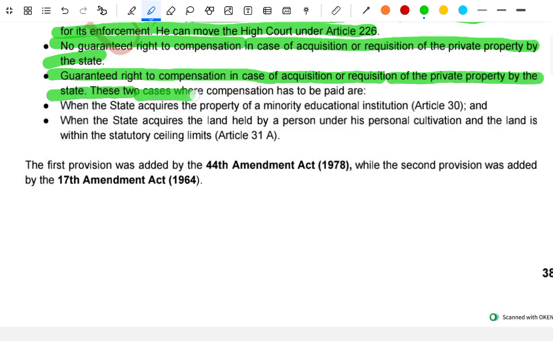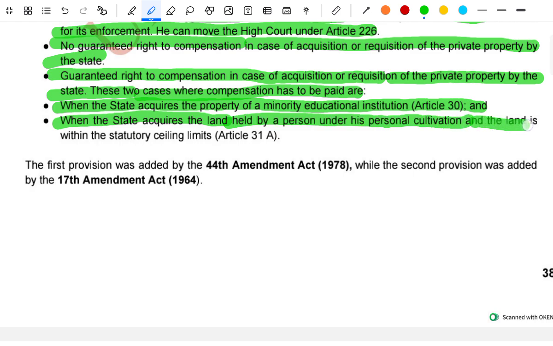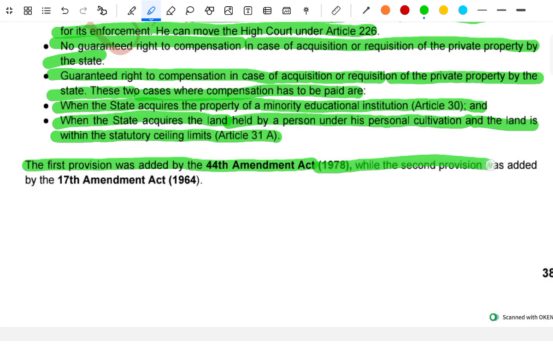There are two cases where the compensation has to be paid: when the state acquires the property of a minority educational institution, Article 30, and when the state acquires land held by a person under personal cultivation and the land is within the statutory ceiling limits, Article 31A. The first provision was added by the 44th Amendment Act, 1978, while the second provision was added by the 17th Amendment Act, 1964.